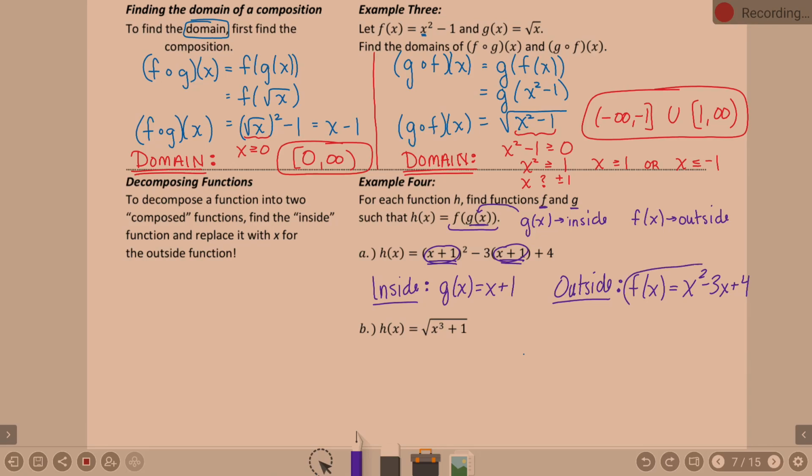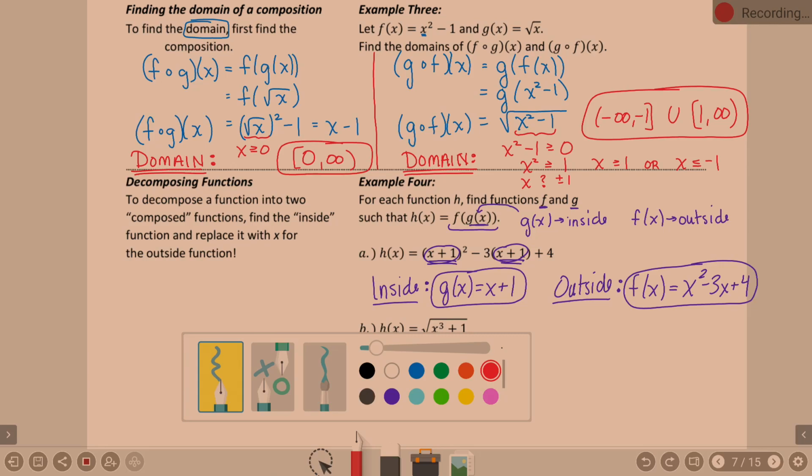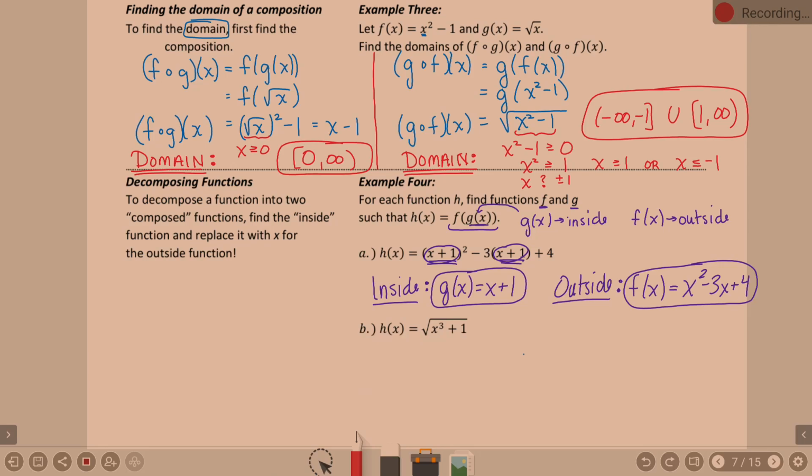Okay, the idea, folks? When we took these x plus 1s out, what goes in their place is x. Okay, and that's how you get the x squared minus 3x plus 4. Because that x is going to go in the place.